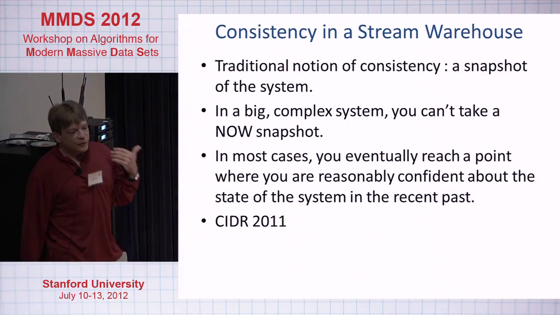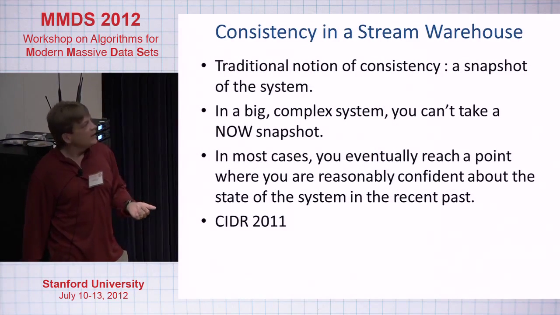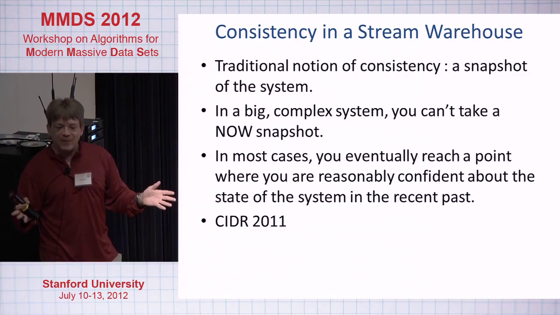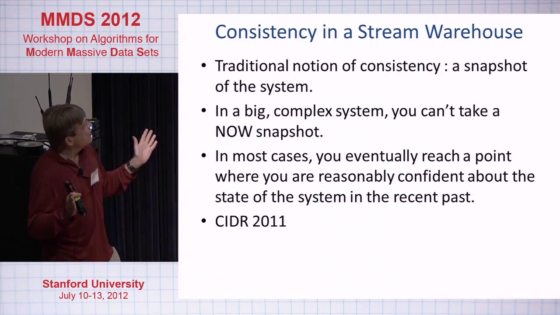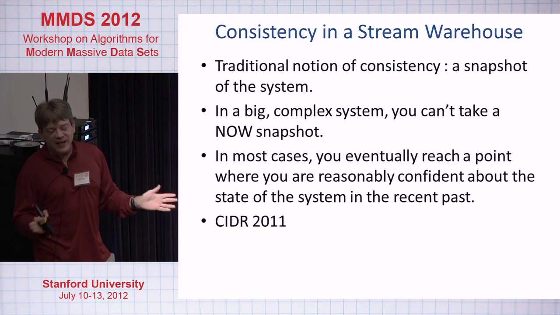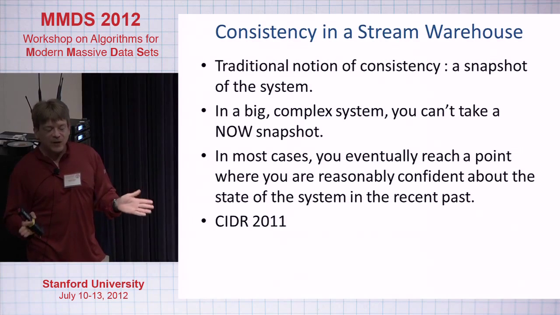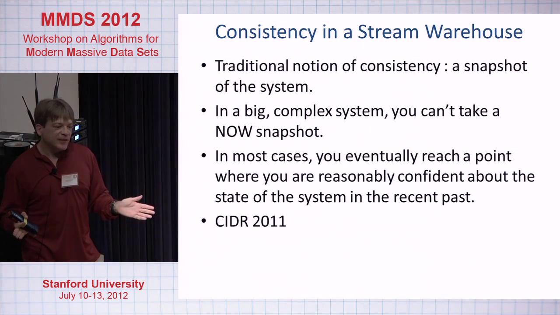So the traditional notion of consistency in a database is you have a snapshot. So you took a picture, this is exactly what's happening. Okay. But in a big complex system, you can never take a now snapshot, for pretty much the same reason that you can never count exactly what's the population of the United States. It's just changing under your feet.